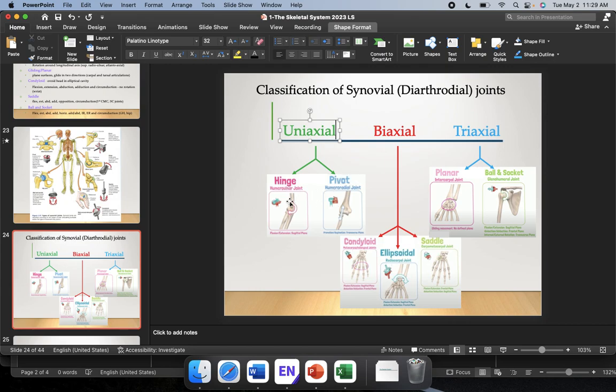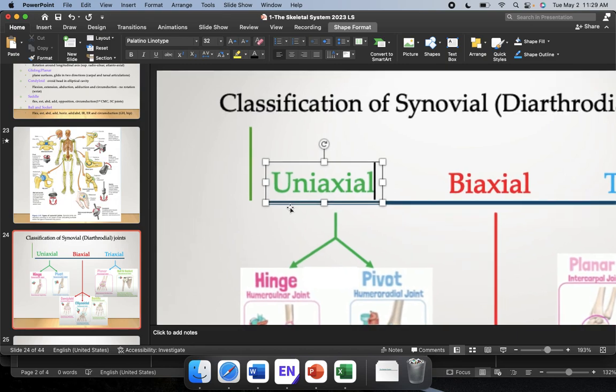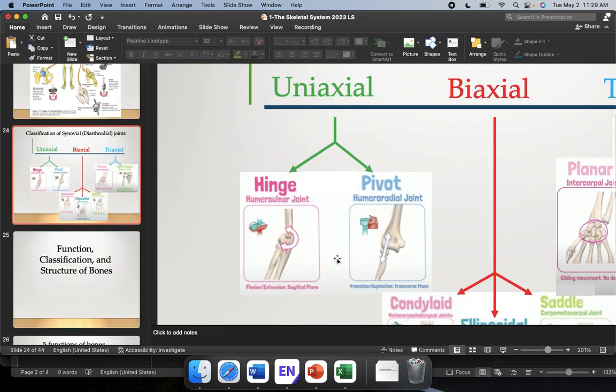A nice example of a hinge joint, I'll zoom in here, is going to be our elbow, or our humero-ulnar joint is the more appropriate term. Elbow wouldn't be an appropriate term because that's also going to include our humeroradial joint. But our humero-ulnar joint is a nice example of a hinge joint that only moves in one plane, and that plane is the sagittal plane.